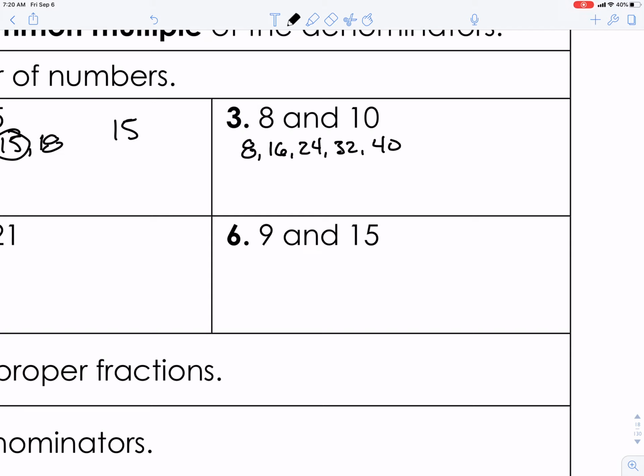Let's go ahead and do the 10s. 10 times 1 is 10. 10 times 2 is 20. 10 times 3 is 30. 10 times 4 is 40. As soon as I saw that number with a 0 on the end of it, I knew 10 went into it. So I know the least common multiple is 40. Let's go to the next one.